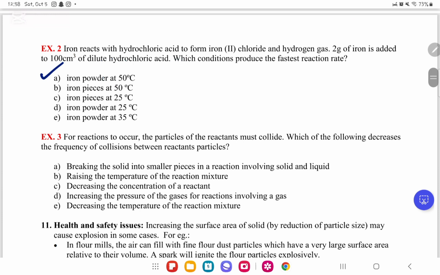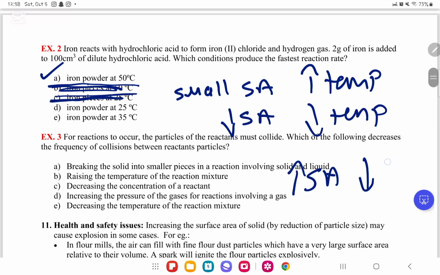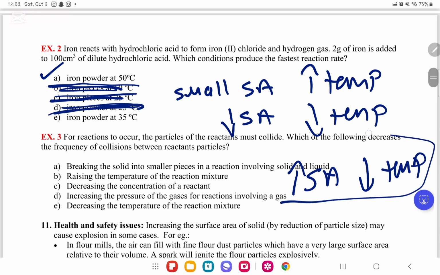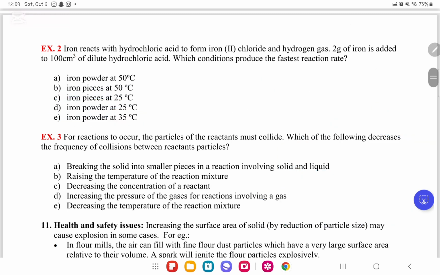B has a small surface area and a high temperature, so it won't produce as fast as A. So B, we're gonna cross it out. Then C, we have small surface area and low temperature. Definitely it will not work. For D, we have a high surface area and a low temperature, so as well it will not work. Like it will work, but it won't work as well as A. And then E, we have a high surface area and again a low temperature. So definitely E will not work and A will provide us with the fastest reaction.